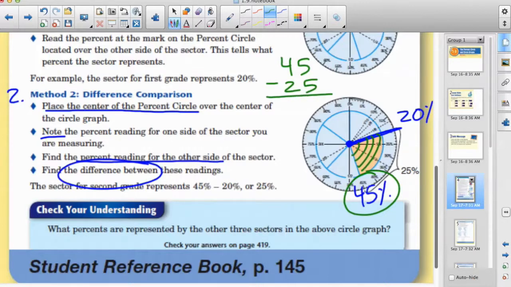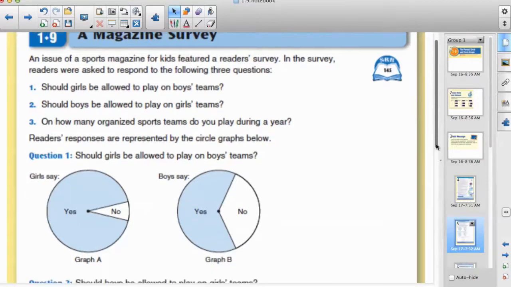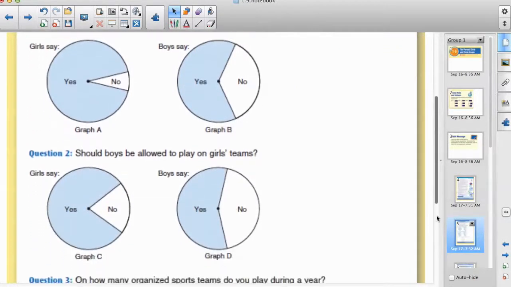In class, you are going to get plenty of practice measuring out circle graphs using your percent circle on your geometry template. I hope that you're feeling more comfortable about circle graphs and how to measure them using a percent circle. Good luck.